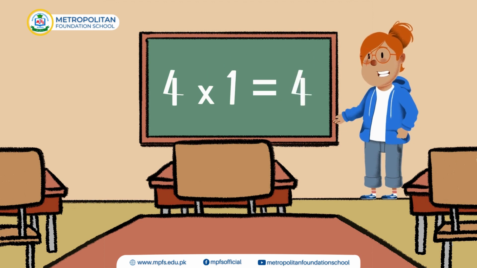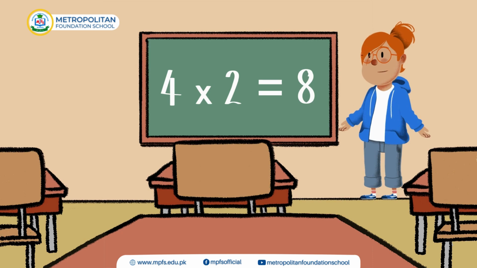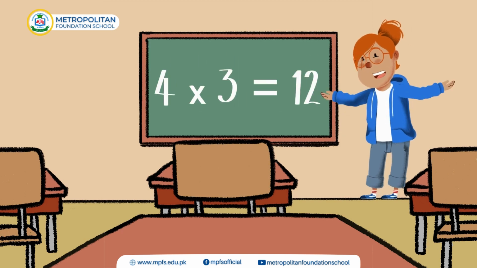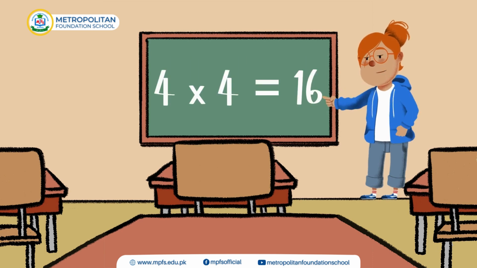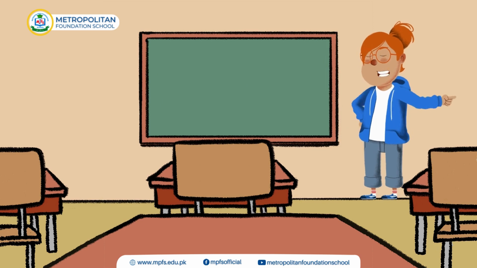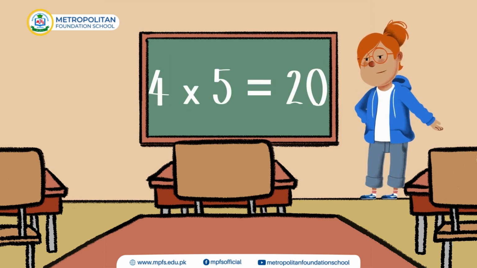4 times 1 equals 4. That's right. 4 times 2 equals 8. You're doing fantastic. 4 times 3 equals 12. Great job. 4 times 4 equals 16. You're math superstars. 4 times 5 equals 20.